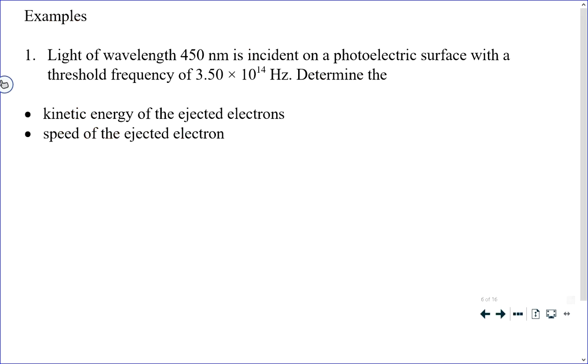Okay, let's take a look at the examples for today. Really, the only thing that's different with the two examples we're going to be working on today is the connection of the speed of the ejected electrons to the kinetic energy of the ejected electrons. If you were to go back and look at the examples we worked on Wednesday, we were only taking it as far as finding the kinetic energy that each electron had when it was outside of the metal. Well, now we're going to go a little bit further and we're going to calculate the speed.